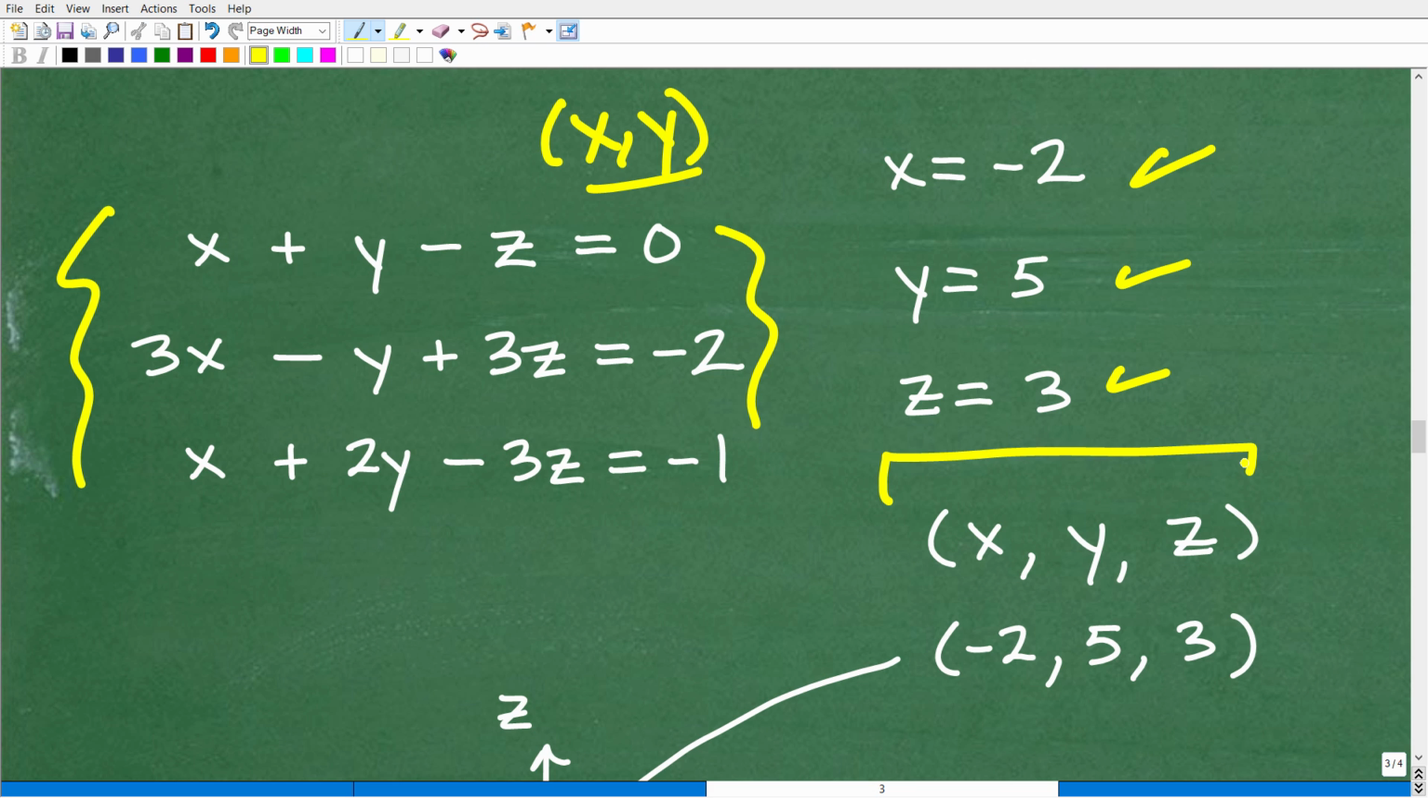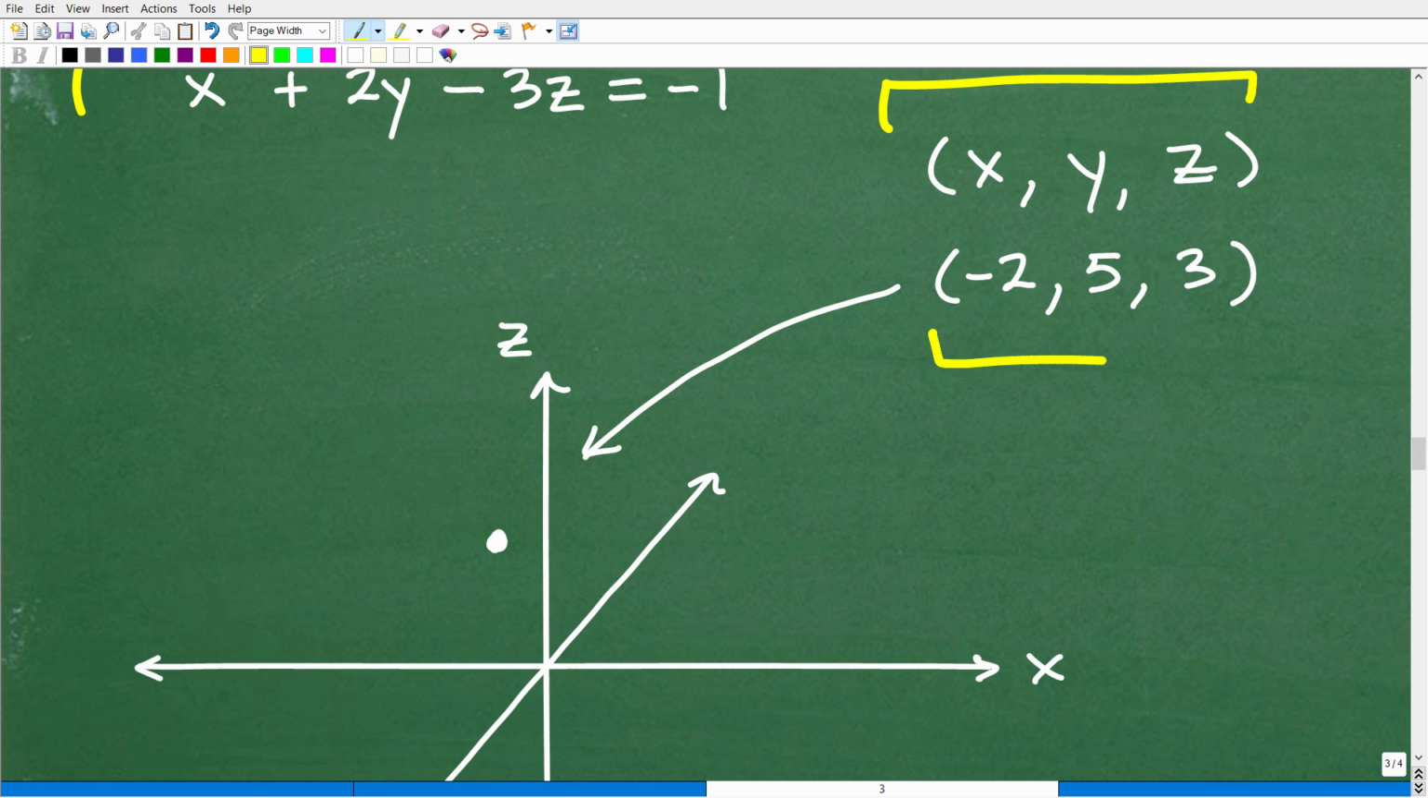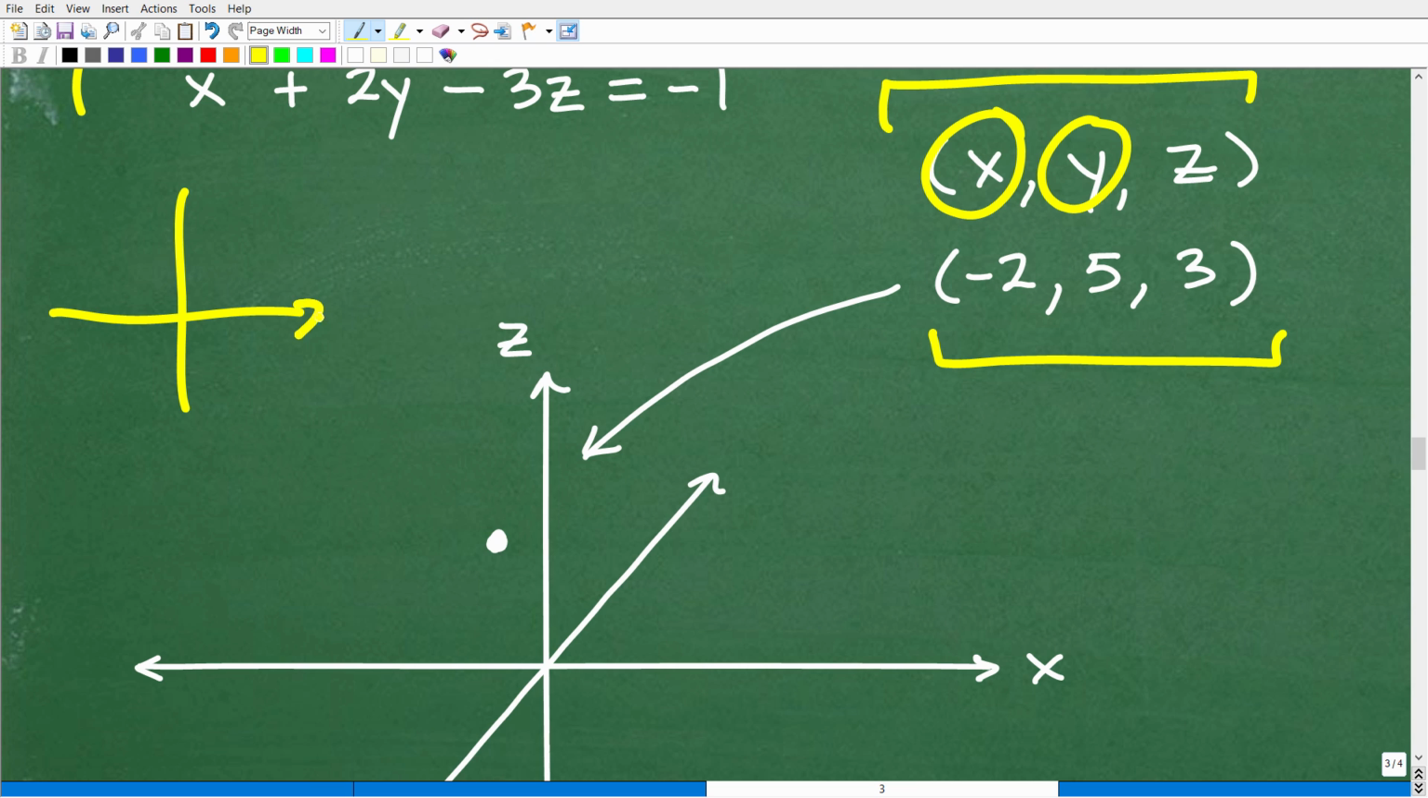So some of you might be confused about that. Well, what does that mean? Well, here it is. And this would be really the most appropriate way to describe the solution to this system. An ordered triple is not a point just on the XY plane. Instead of just the X and Y axis, here's X and here is Y, we have another axis called Z. So now we're talking about three-dimensional stuff here, which is awesome.